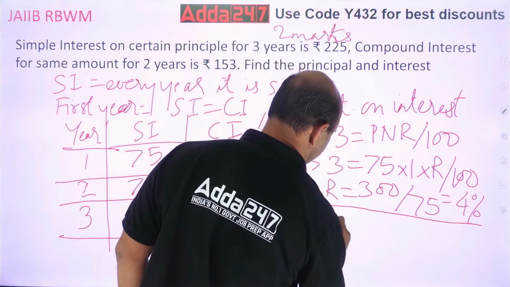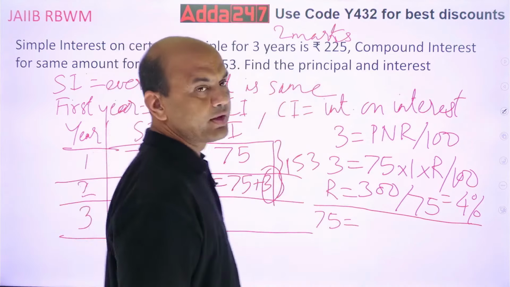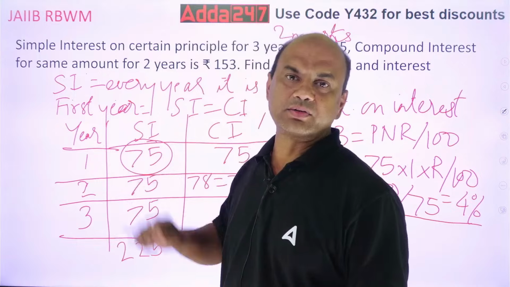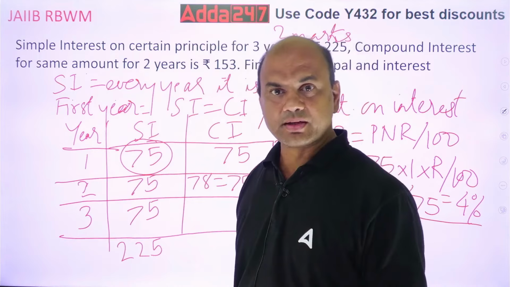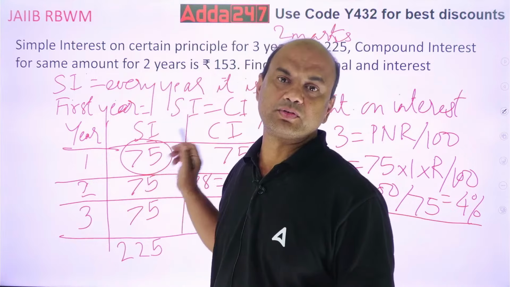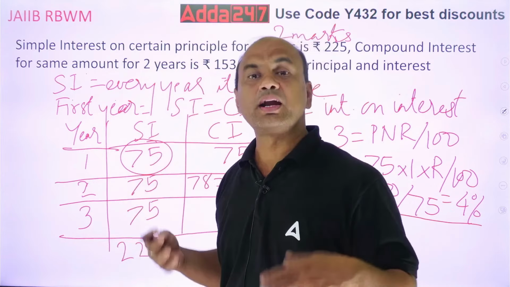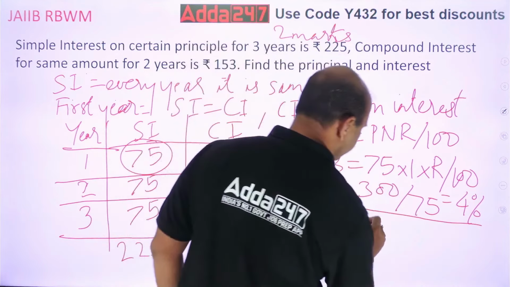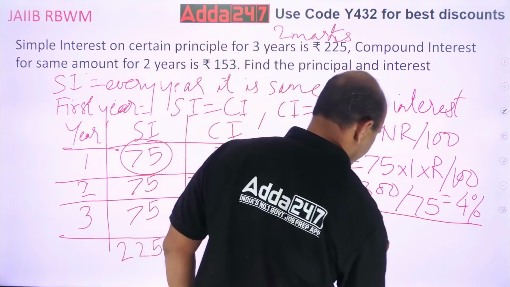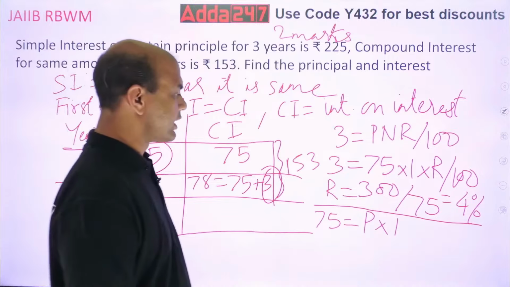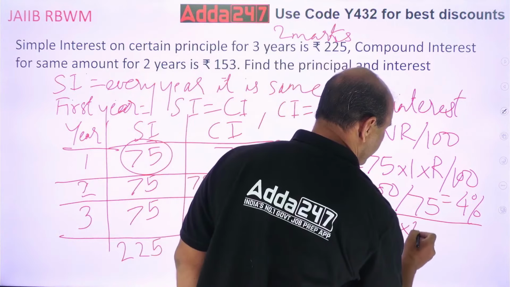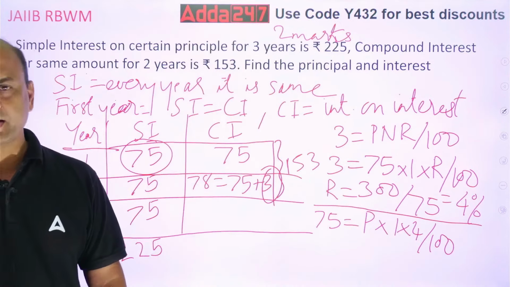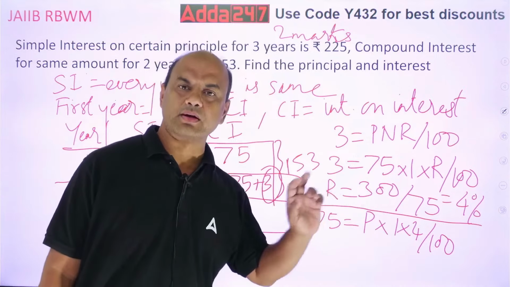Suppose I write it like this: 75 equals. What is this 75? This 75 is the interest for the first year. How did I get this 75 rupees interest? I invested something for 1 year and then I got 75. So what is that something? That I don't know. Let's keep it like that only. So P into N for 1 year, 1, into R. R you got it, 4%, 4 upon 100. P into 1 into 4 upon 100.